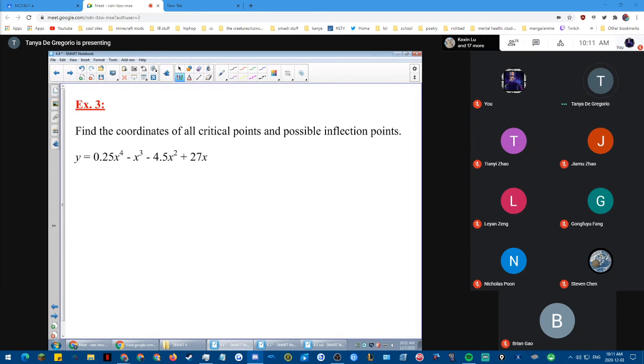Here, let's do it. Okay, so find the coordinates of all critical points and possible inflection points. That means we need a first derivative and we need a second derivative. So let's go ahead and find the first derivative, which you guys must have already done by now. What is it? Beautiful. Excellent.